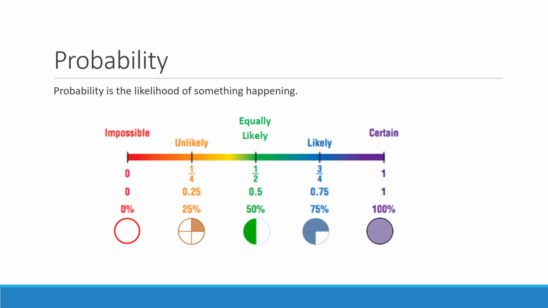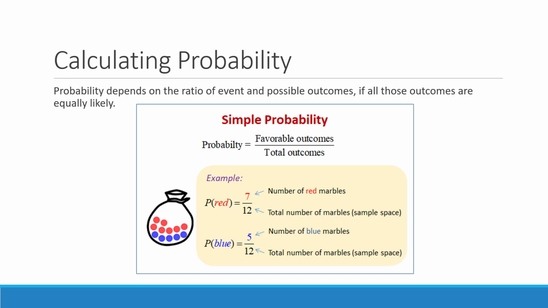Last but not least, we'll spend a couple minutes talking about probability. It's very simple probability problems that you're going to have for this unit. Keep in mind, probability is the likelihood of something happening, usually written as a percentage. To calculate probability, we take the favorable outcomes divided by the total number of outcomes.